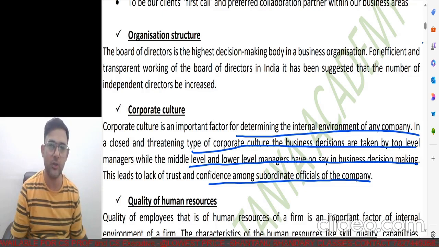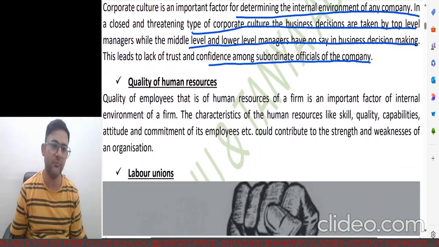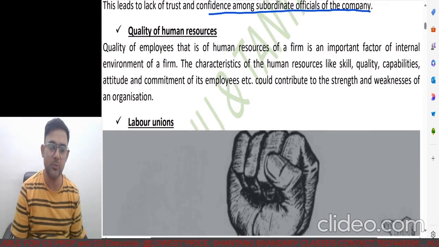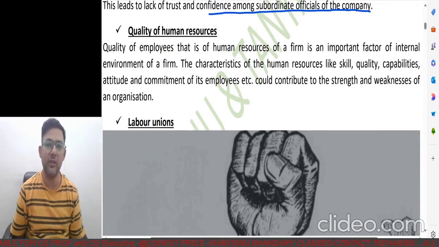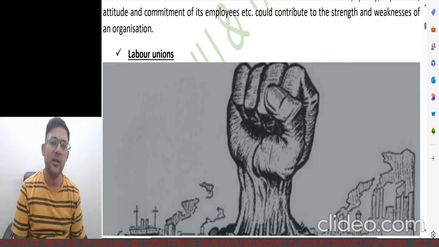Definitely the company has the option to hire the right people because they'll be paying the salaries for the same. Quality of the human resource, what kind of labor you will hire, again it depends upon the company. So all of this is a part of the internal process that can be changed as per the requirement. So this is not a static thing.